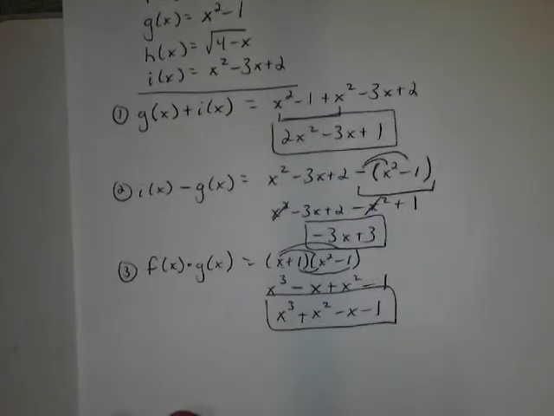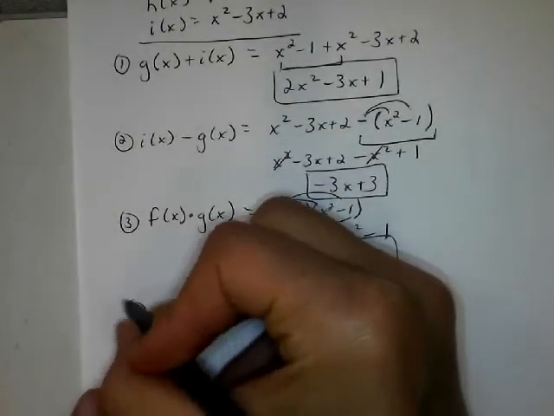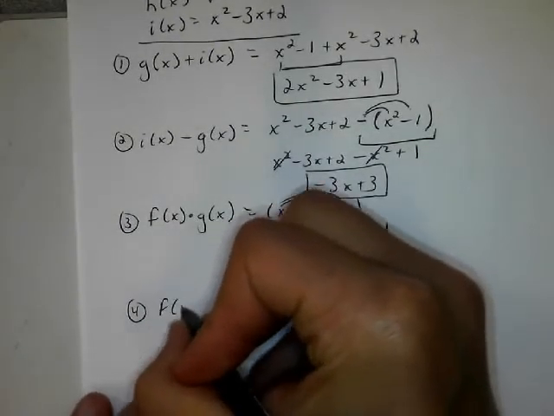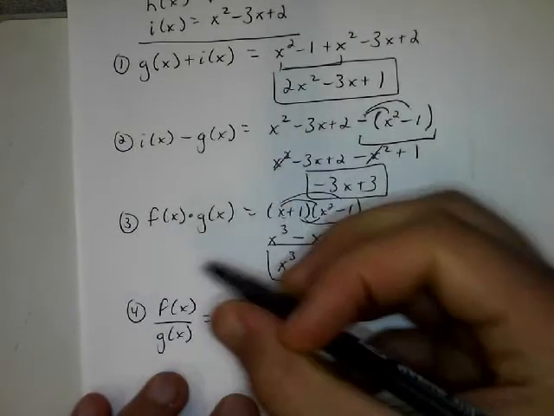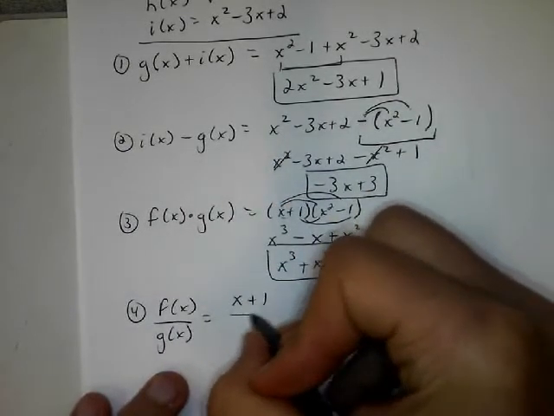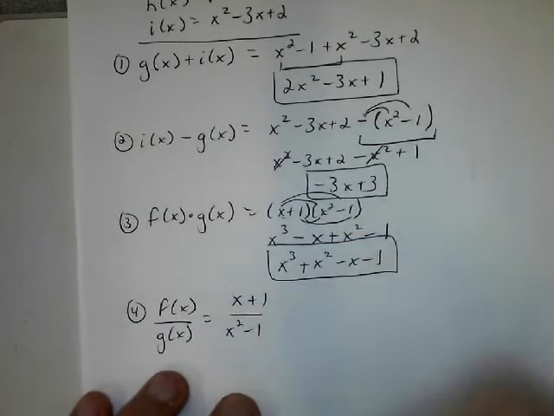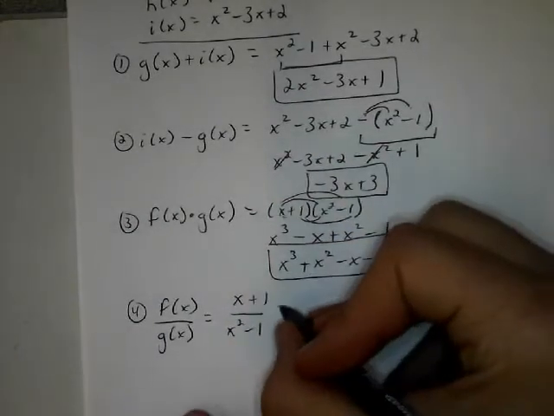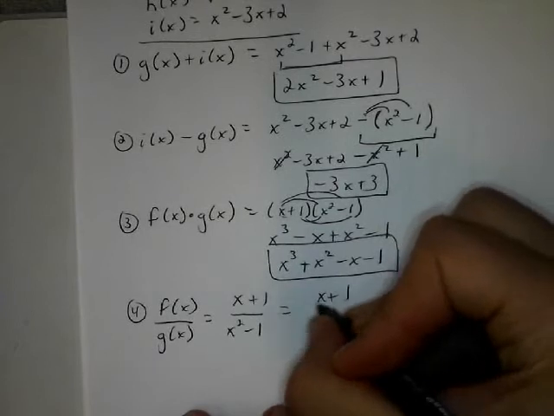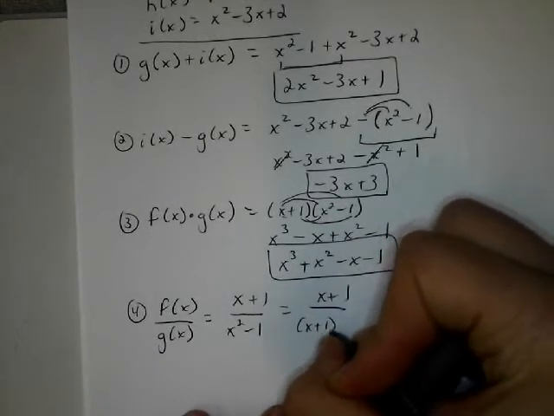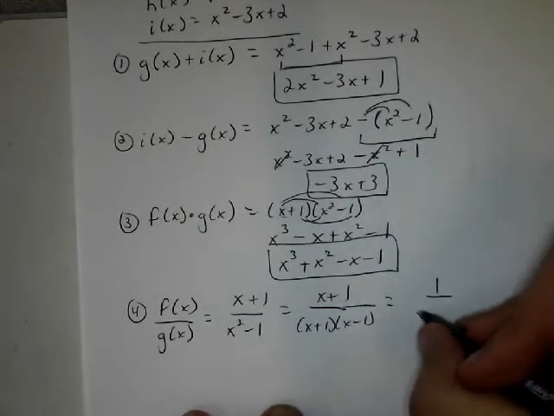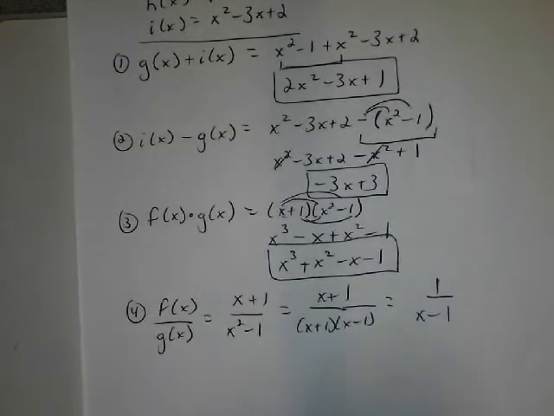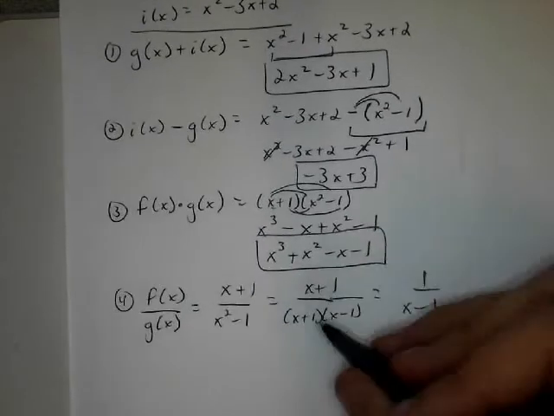We can obviously divide. So if we take f and divide it by g, we get x plus 1 over x squared minus 1. We can simplify this to x plus 1 over x plus 1 times x minus 1, which equals 1 over x minus 1. I have to make this very clear.